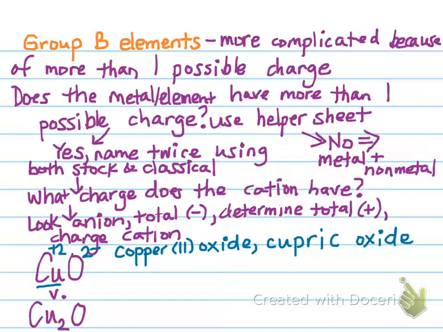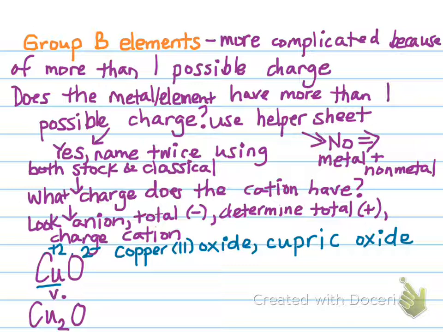Now, we see this compound is different. Its formula is different, which means its name should be different. So we do the same thing, right? We know it's an ionic compound, it's a metal and a nonmetal. We look at our metal. Copper's in a short column of our periodic table, which means we have to check our helper sheet to see if it has more than one possible charge. It does. So I need to figure out what charges copper has.